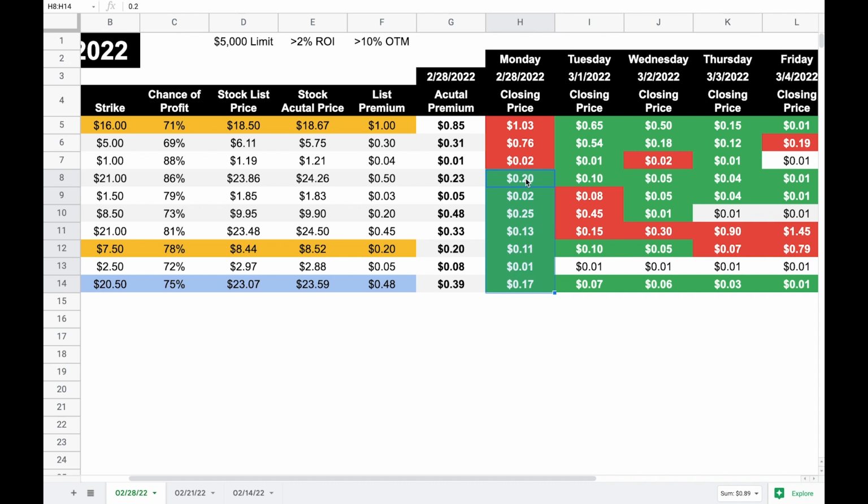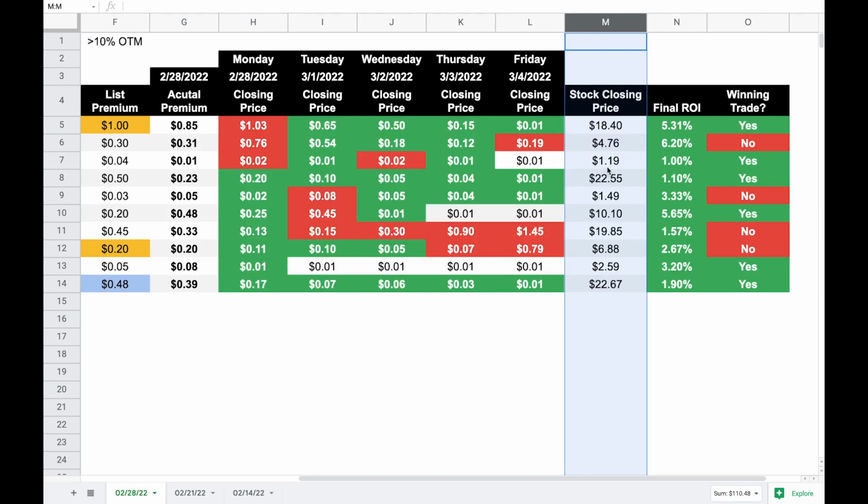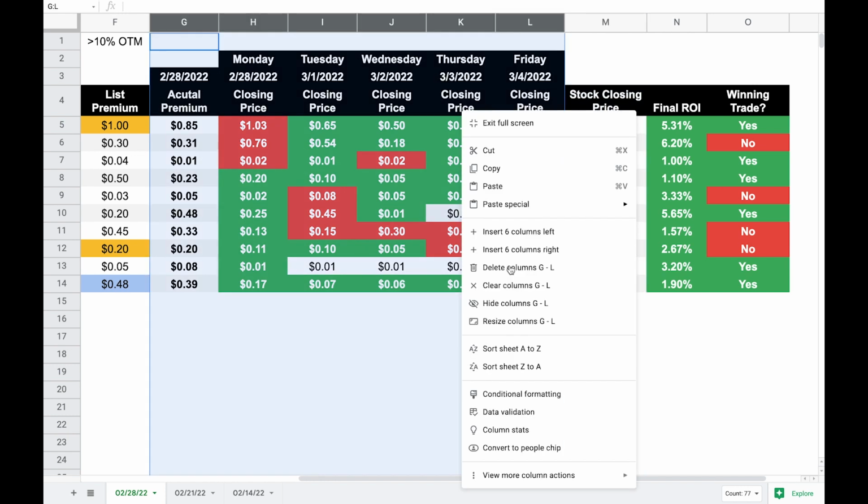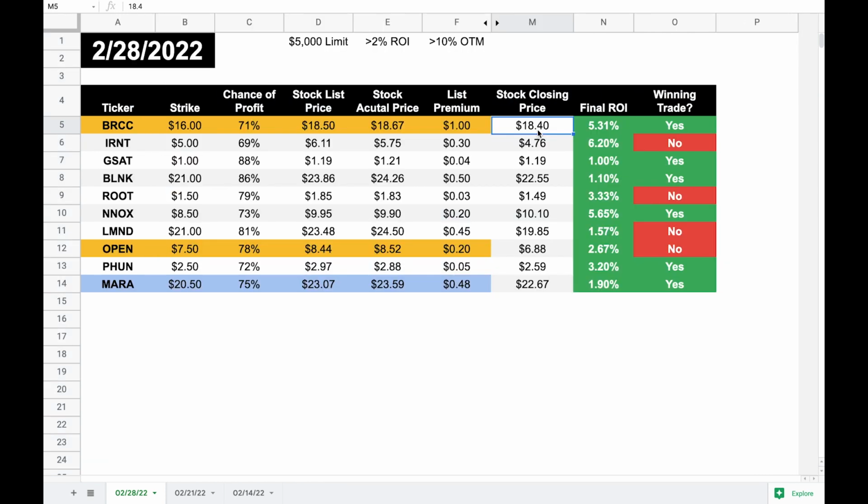And then Tuesday is relative to Monday, Wednesday relative to Tuesday, and so on. If there's no change, there's no formatting in this cell. Friday, close prices of the options. And then here in column M, these are close prices of the actual stock. So let me hide these so we can get a comparison easier. So let's hide those.